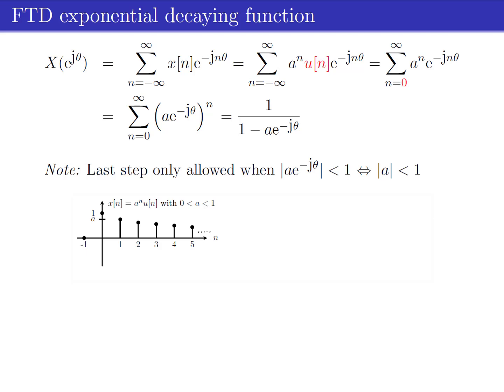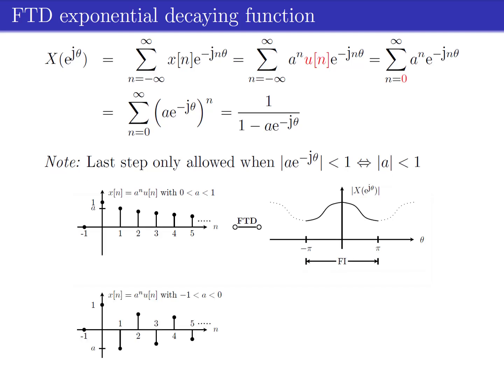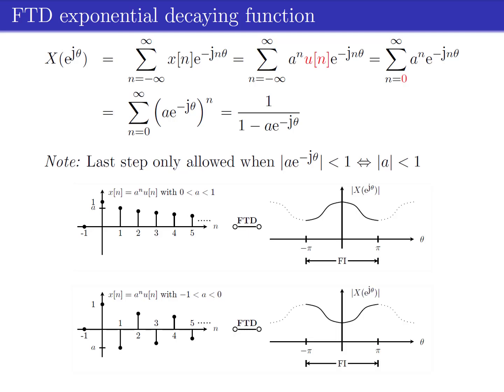Because the amplitude of the complex exponent equals 1, this implies that the absolute value of the parameter a has to be smaller than 1. For positive values of a smaller than 1, a plot of the absolute value of the FTD is given in the figure. For negative values of a larger than minus 1, a plot of the absolute value of the FTD is given in the second figure.